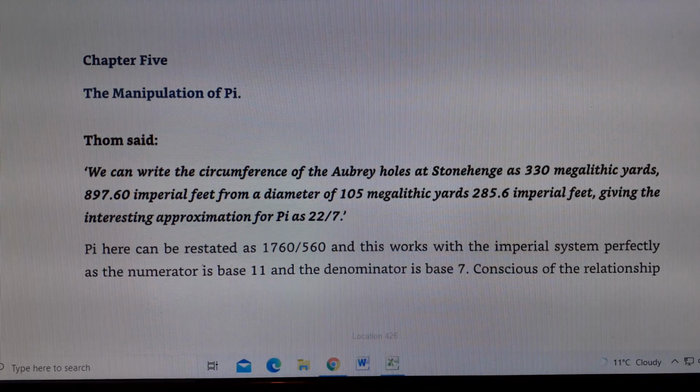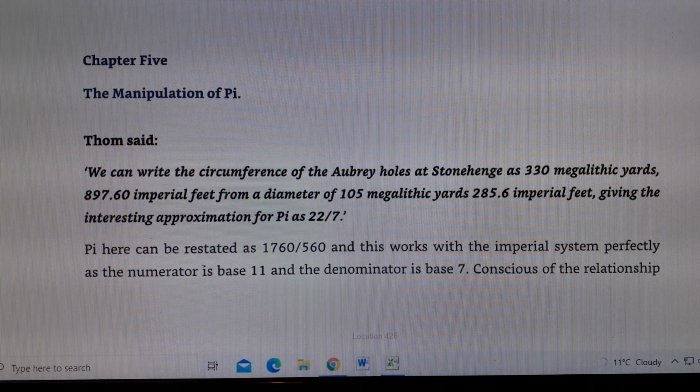And Alexander Thom said, we can write the circumference of the Aubrey holes at Stonehenge is 330 megalithic yards, 897.6 imperial feet, from a diameter of 105 megalithic yards, 285.6 imperial feet, giving the interesting approximation for pi as 22/7.